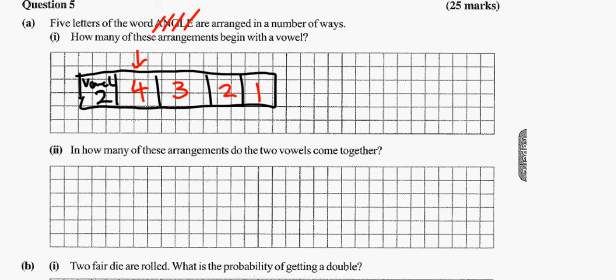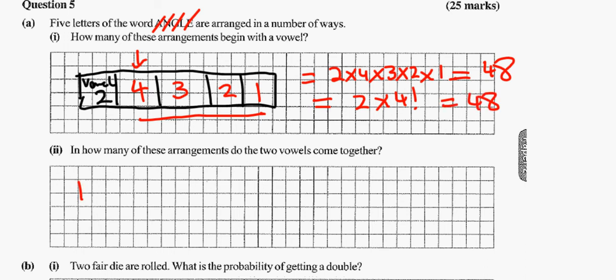Okay? So this means that we have a choice of 2 vowels, which is 2. And then we have a choice of 4 by 3 by 2 by 1 numbers. Okay? So this means 4 by 3 by 2 by 1, and that will get us 48. This can also be written as 2 multiplied by 4 factorial, which is also 48.